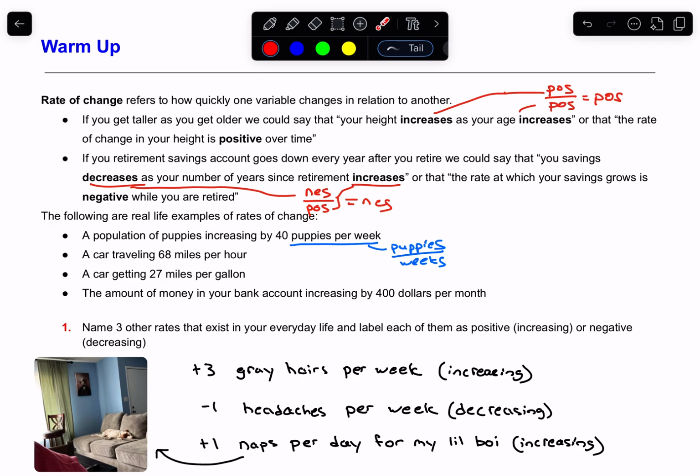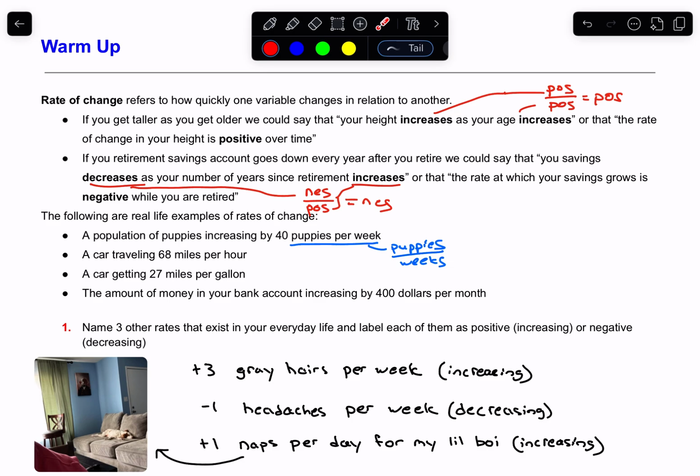Yeah, there's a whole bunch of other ways we talk about rates of change in real life. So, for example, if you suddenly adopt 40 puppies, the population of puppies could be increasing by 40 puppies per week. Because let's say one week you decided to adopt 40 puppies, guess what? That week, there was a rate of change of 40 puppies per week.